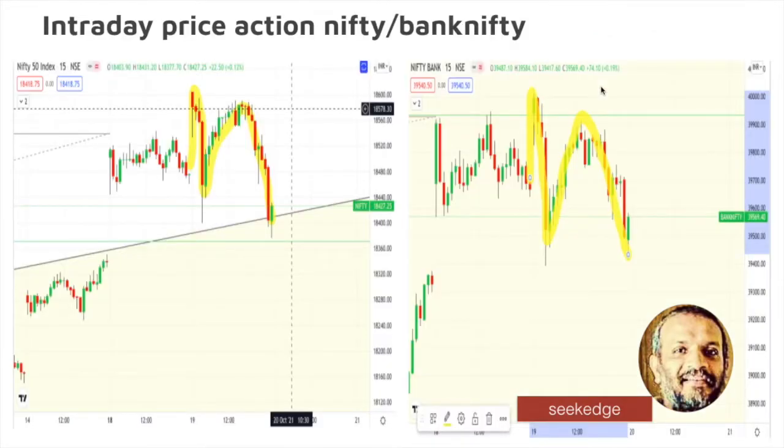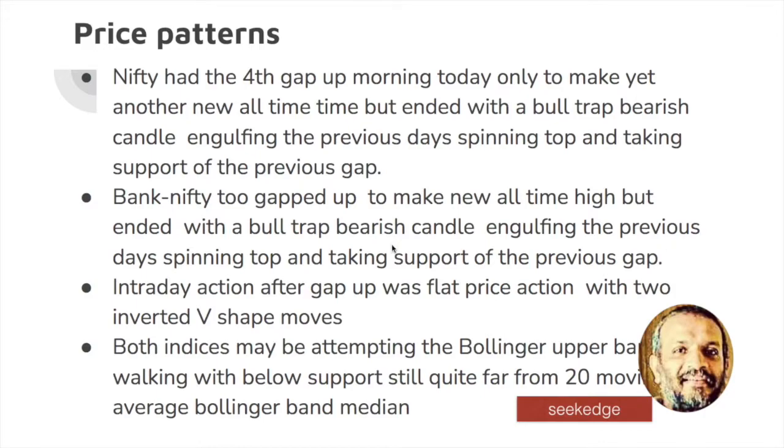Now intraday price action, if you see, yesterday it just gapped up, straight, and then went flat. Today also it gapped up and then went with two inverted V's, one inverted V and a second inverted V. BANKNIFTY right now has exactly the same pattern. It gapped up, inverted V and another inverted V. This is exactly what happened.